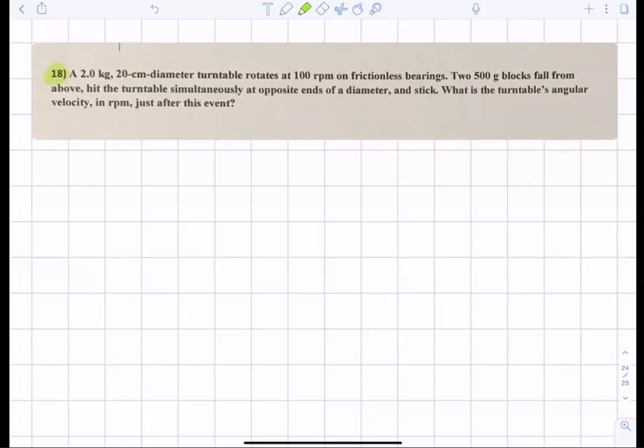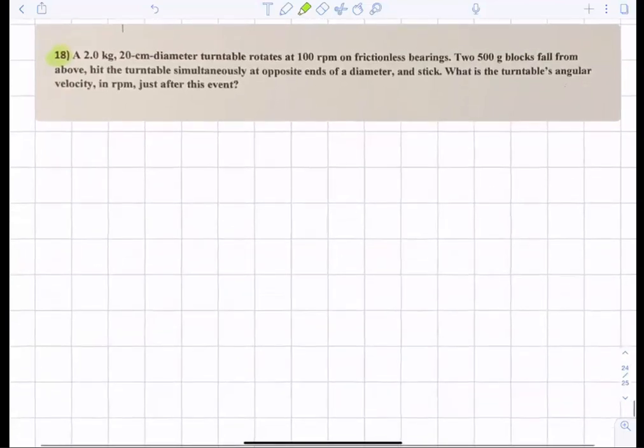All right, so welcome back. Let's do one more example for angular momentum. So let's see what's given to us in this problem here. We have a mass of 2 kilograms and a 20 centimeter diameter turntable. So that's the diameter, meaning the radius will be 10 centimeters. It rotates at an omega of 100 RPM on a frictionless bearing.